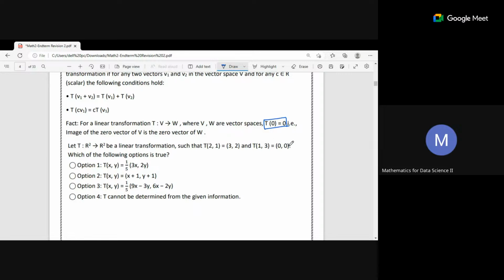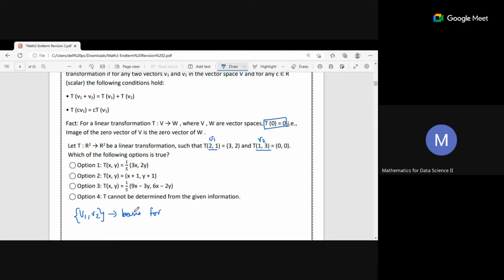Now here, what is given to you: let T from R2 to R2 be a linear transformation such that T of (2, 1) is equal to (3, 2) and T of (1, 3) is equal to (0, 0). The first observation is, what are these two vectors here? Let us call them v1 and v2. Are they linearly independent? Yes, ma'am. So if they are linearly independent, will they form a basis for R2? Yes, ma'am. So it is forming a basis for R2.